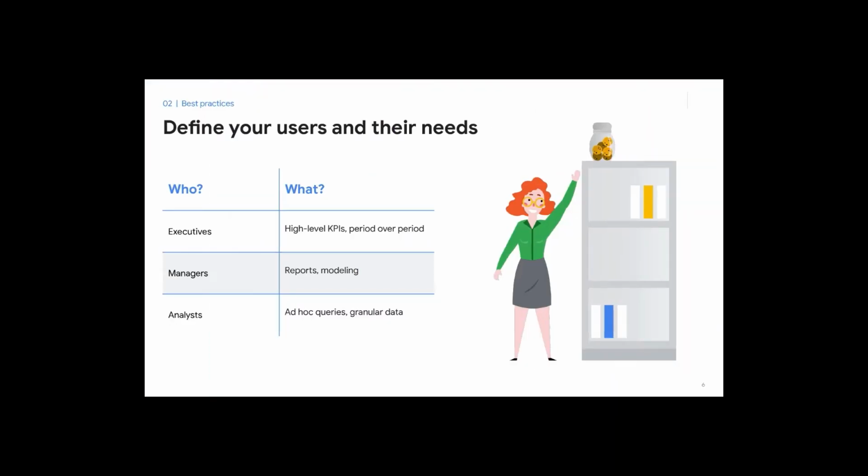We'll start with arguably the most important best practice, defining your users and their needs. You always want to start by thinking about the users of your application and the problems that they're trying to solve. The scenario you want to avoid is overloading your application with loads of data and functionality designed to satisfy each and every use case and user.